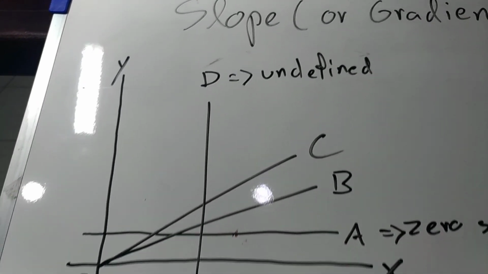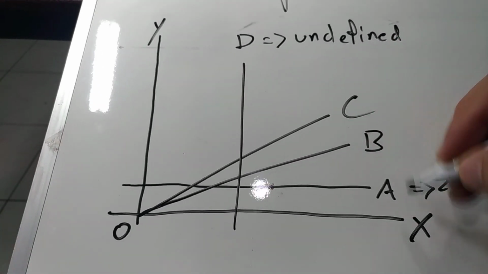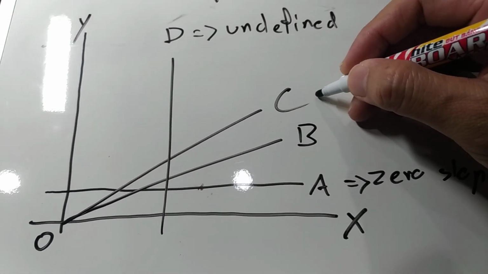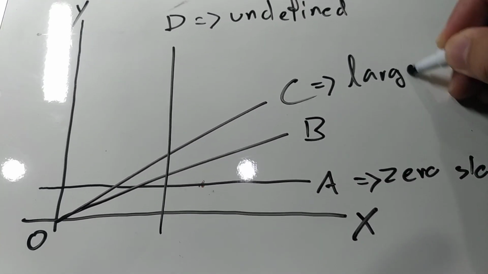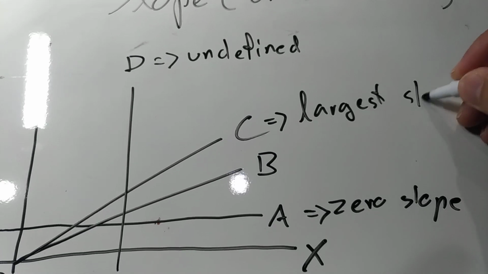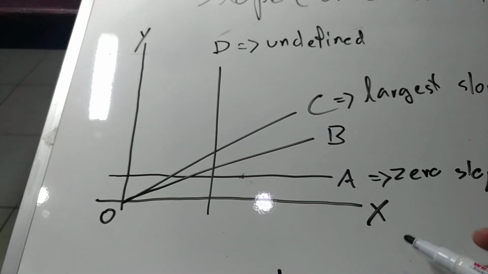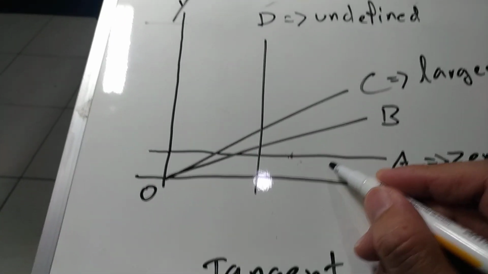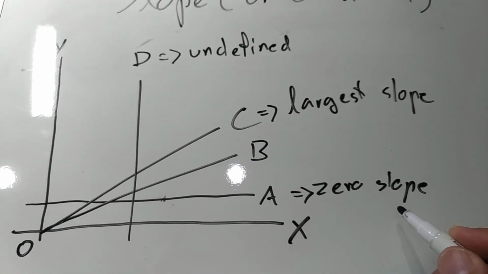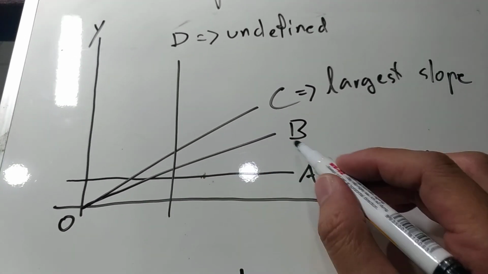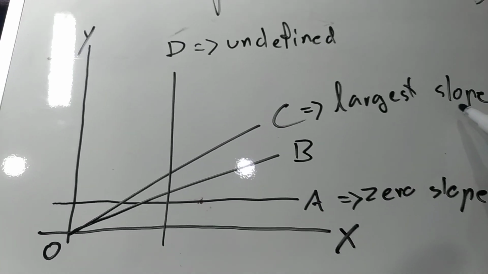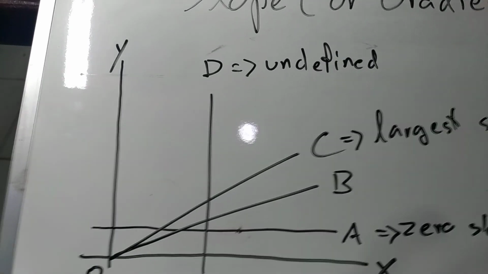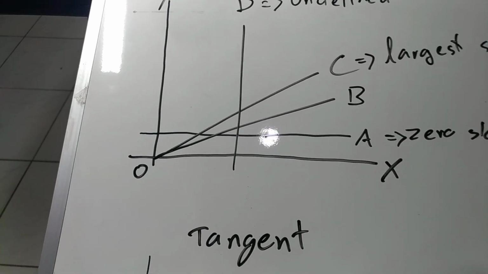So it's infinity. So C in this case has the largest slope. C, largest or steepest. Okay, B is somewhere in between. Again, A, zero slope. B, a little. C is the largest one. D is undefined. Okay, pretty easy.